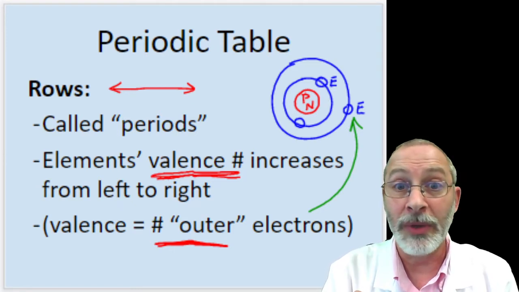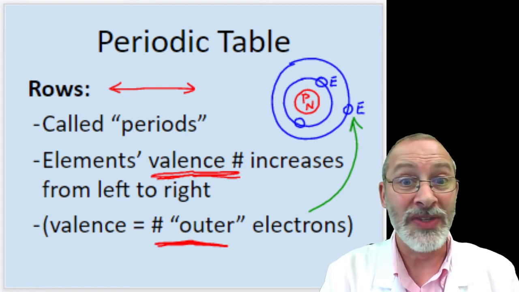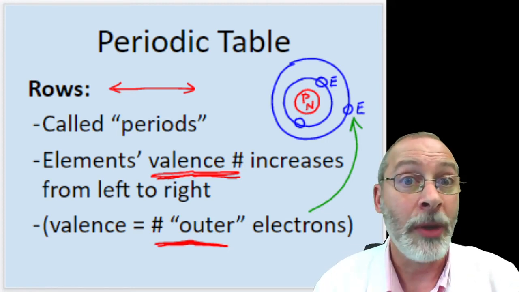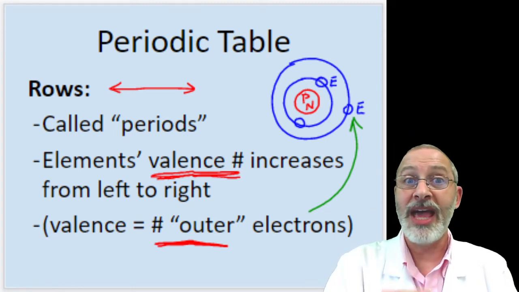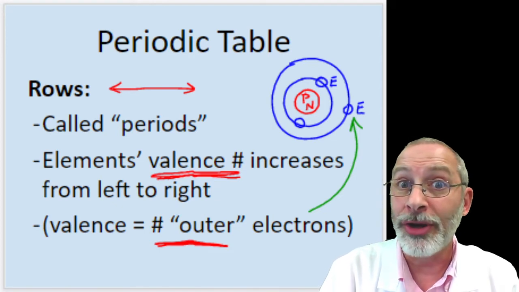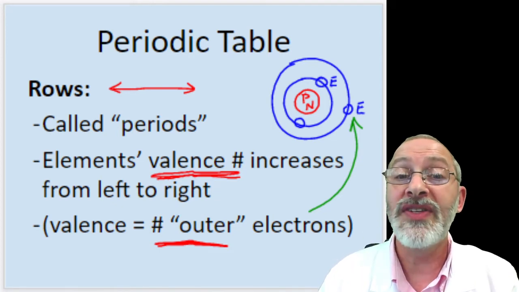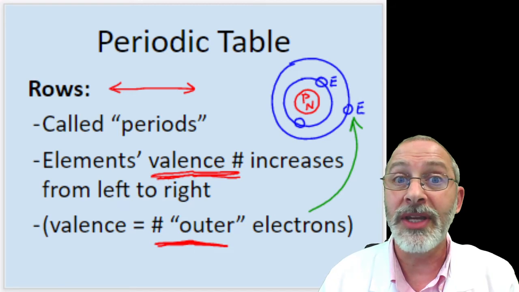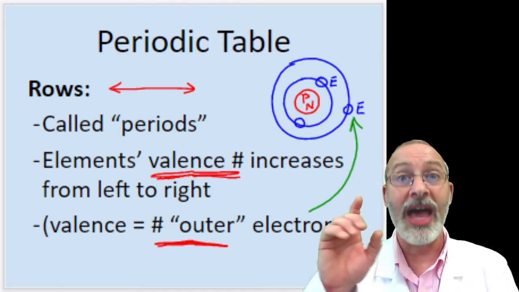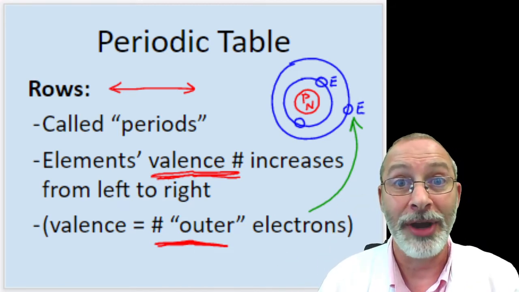What does that mean? Well, you'll learn that that means that this element, no matter what it is, if it has 1 electron in its outer energy level, it's going to have similar properties or characteristics to other elements that have 1 electron in its outer energy level.